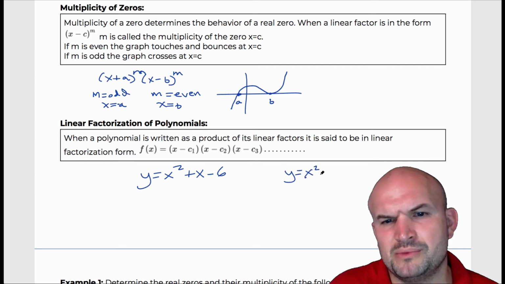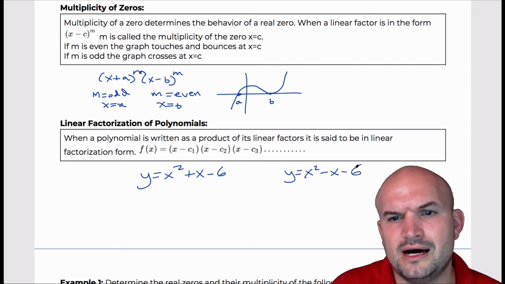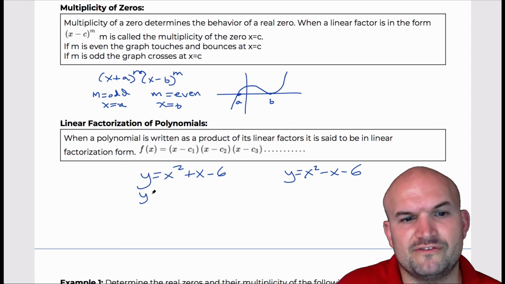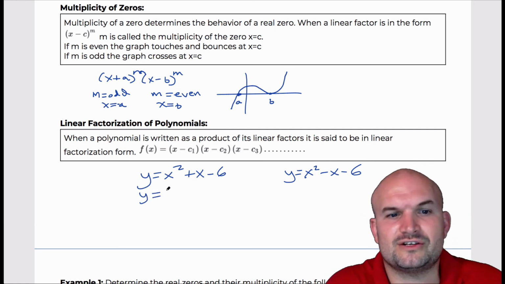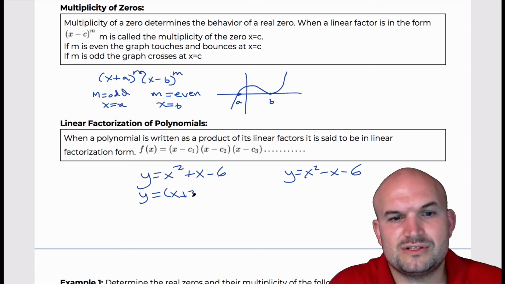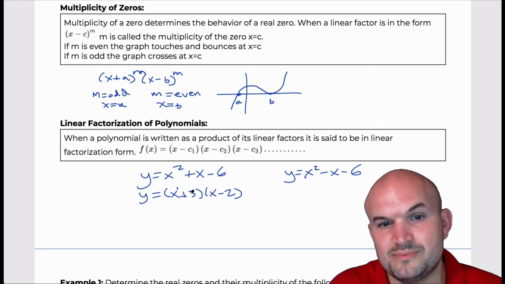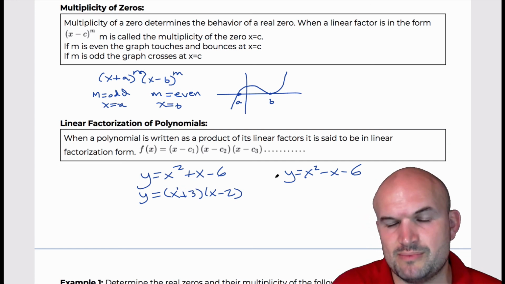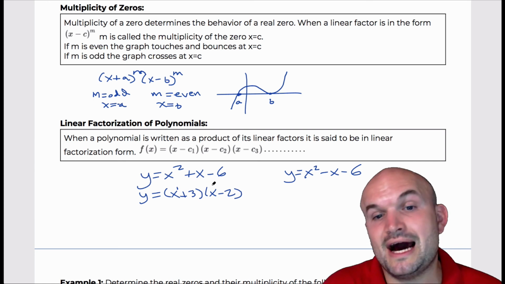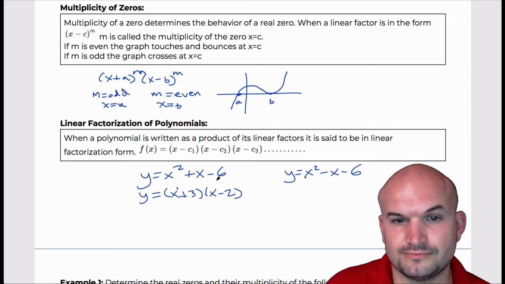Or even if I had, y equals, here's another quadratic. I'm going to do polynomials coming up, so right now I'm focusing on linear factorization. But if I said write the linear factorization of this, this would be x plus 3 times x minus 2. That is the linear factorization. You have factors. They are linear factors because each variable is raised to the first power. The multiplicity could be higher. The multiplicity doesn't need to be linear.